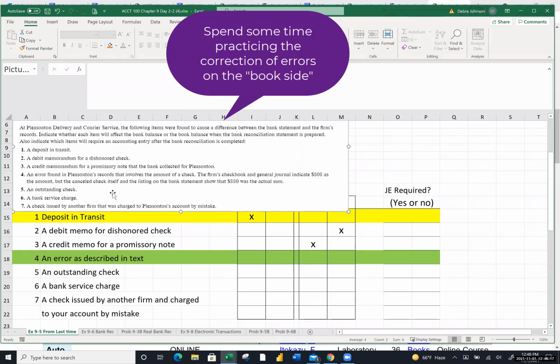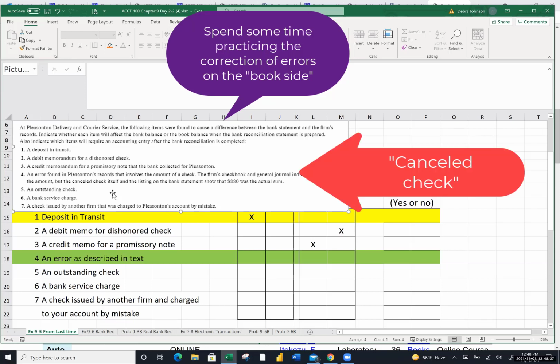Okay, so we messed up. It's clearly a book error. It's our records that contain the error. And what a canceled check is, if I were to go on my Bank of America account and I click on the check, it shows me the actual image of the check that was cashed. That's a canceled check. So it would show you the front and back of the check. And when we looked at that, we found out that we actually wrote the check for 880.